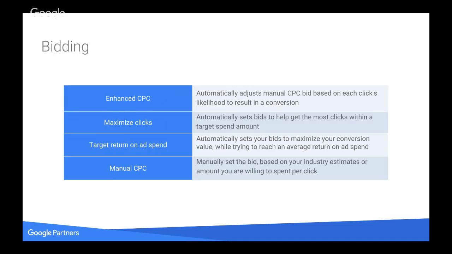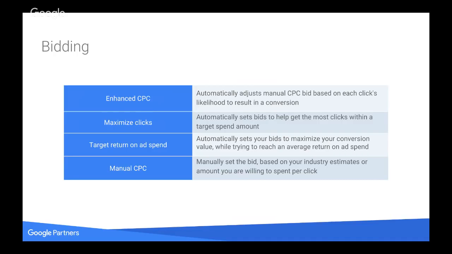One that's really crucial and important is called Enhanced CPC, which automatically adjusts manual CPC based on each click's likelihood to result in a conversion. Now, this essentially means that you can use your conversion data to take advantage of this semi-automated bidding strategy to adjust your manual CPC by a certain percentage. And this is going to result in likelier more conversions for you and also an optimized use of your budget.